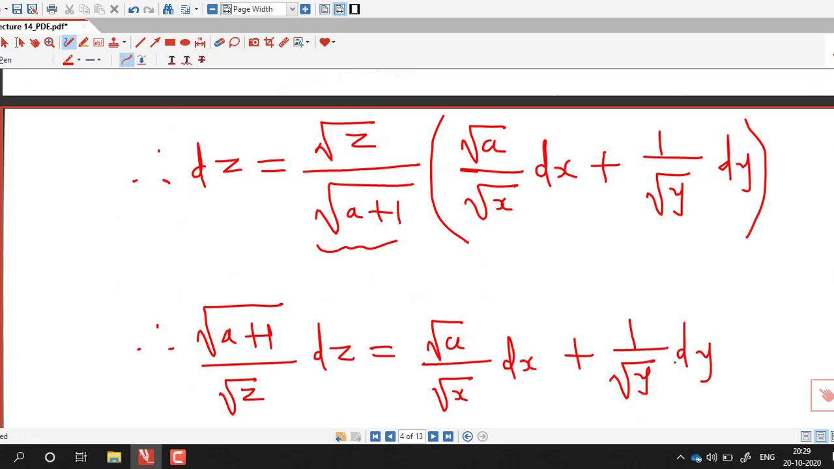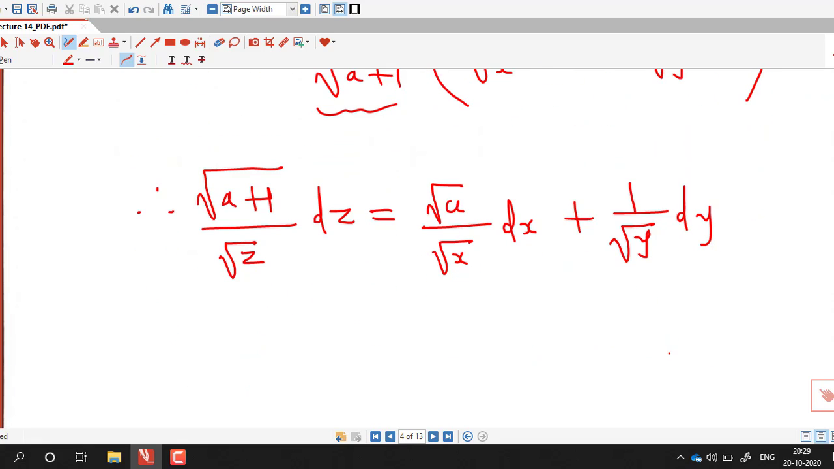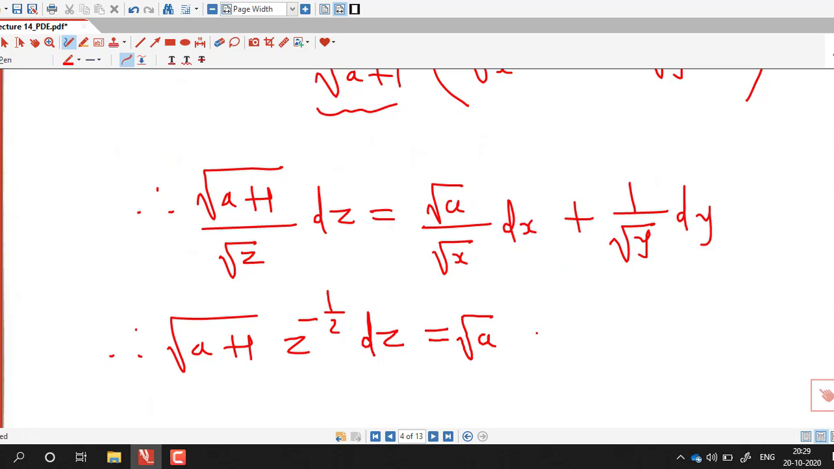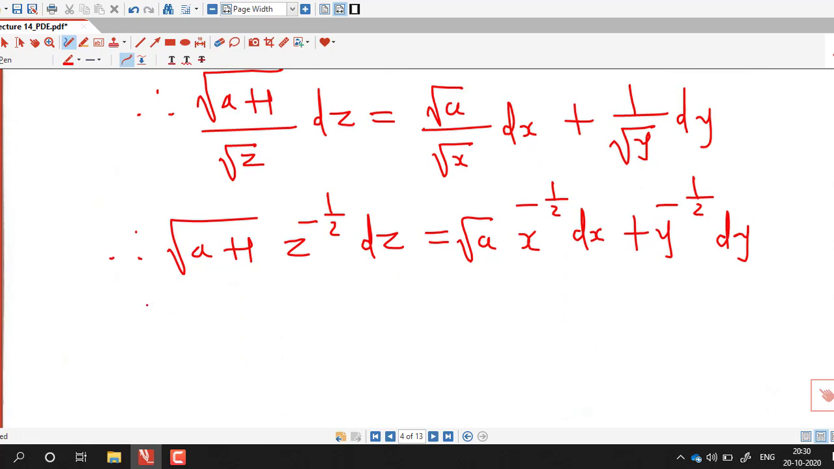Now this is easy to integrate, or we can write one more step. We can rewrite 1 upon under root z as z to the power minus 1 by 2. Same thing here, x to the power minus 1 by 2 dx plus y to the power minus 1 by 2 dy. So now we are able to integrate. It is easy to integrate.